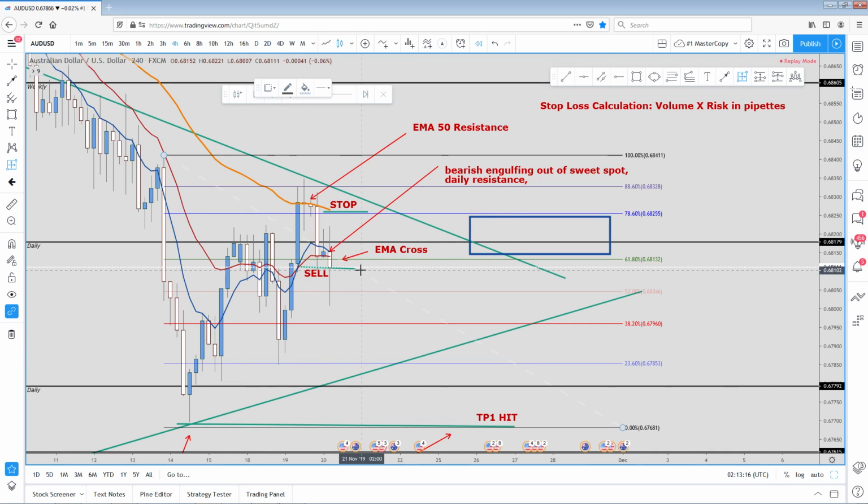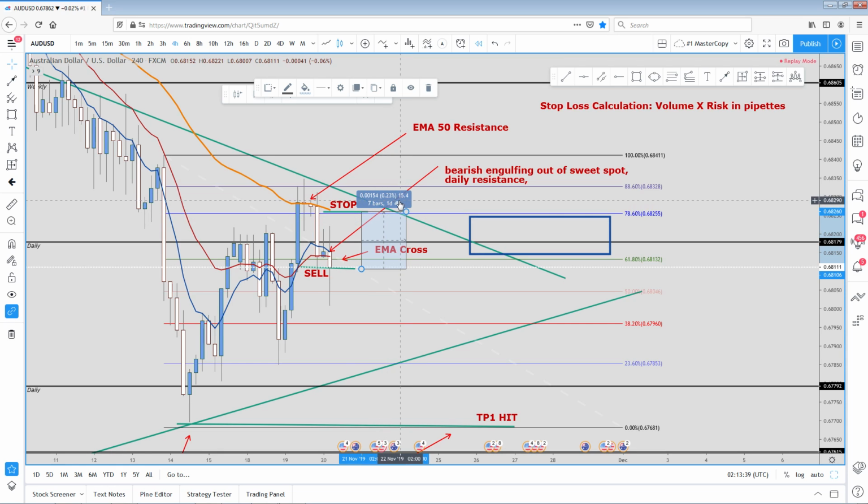So since I'm selling right here, I'm going to measure my stop loss. See, I put a stop loss about here. So stop loss here, I sold here, it's measuring back. It's telling me it's 154 pipettes and 15.4 pips. So it falls in my range.